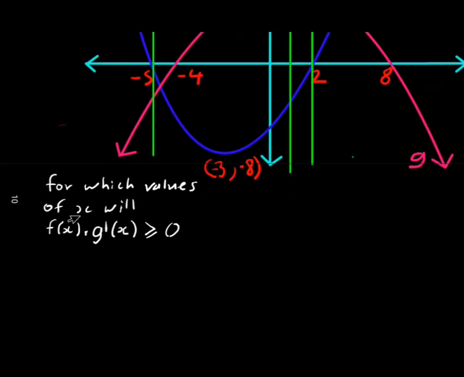This question says the product, the multiplication of these two, must be positive. So how can we get positive? We can only get positive if it is positive times positive or negative times negative. What does it mean? If this is negative, this must be negative as well. Or if this is positive, this must be positive as well.